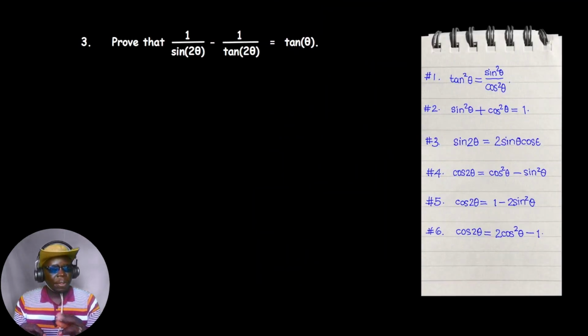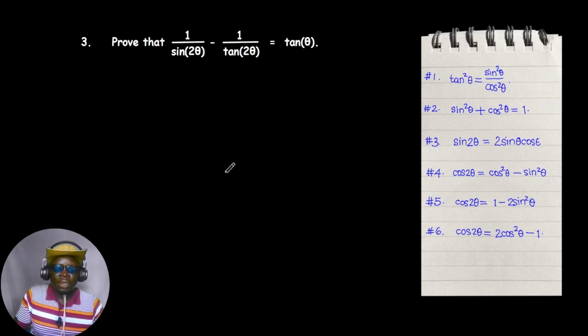Okay, for question number 3, it says prove that 1 over sine 2 theta minus 1 over tan 2 theta is equal to tan theta. So let's also take the complicated part, and that's exactly the left-hand side, and we also do that proof.